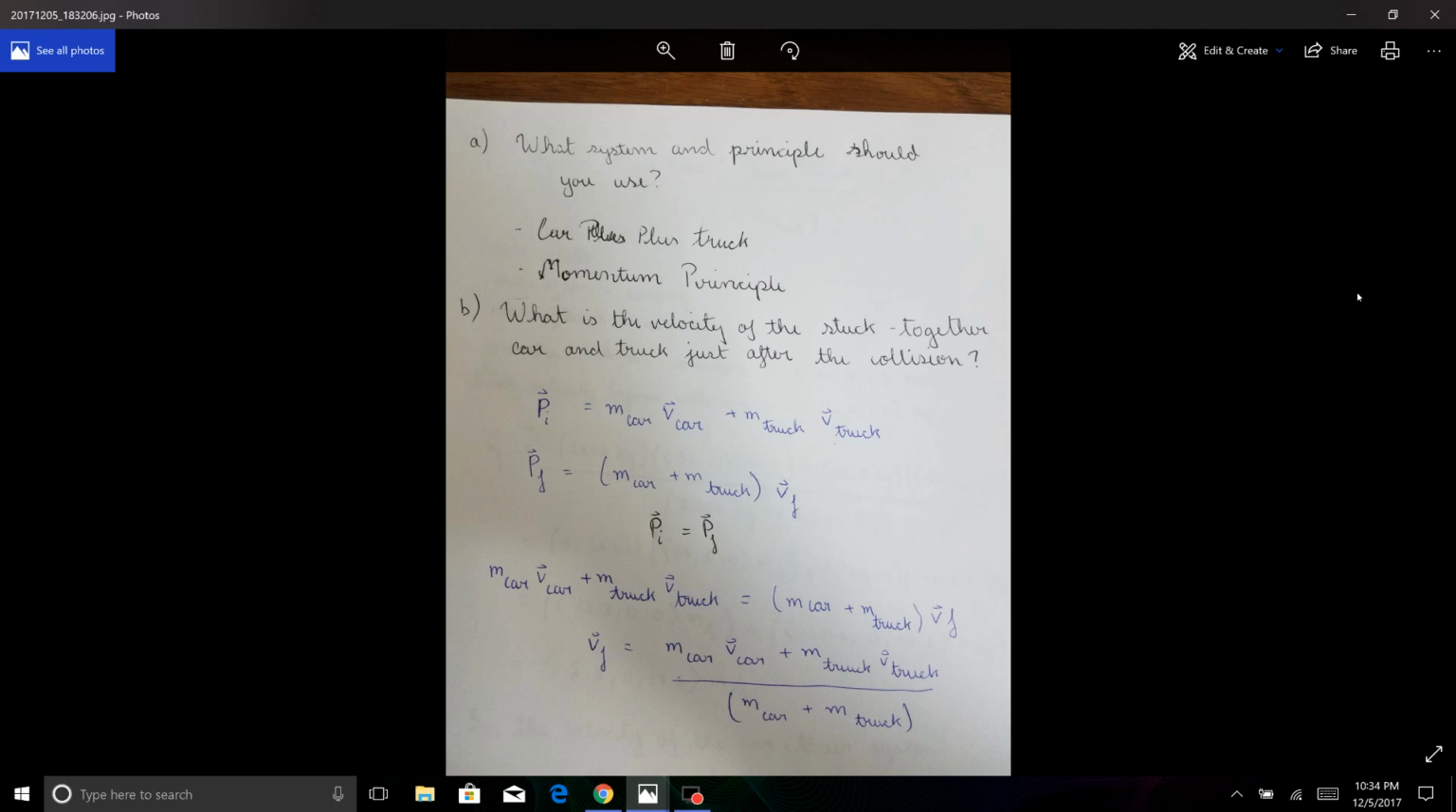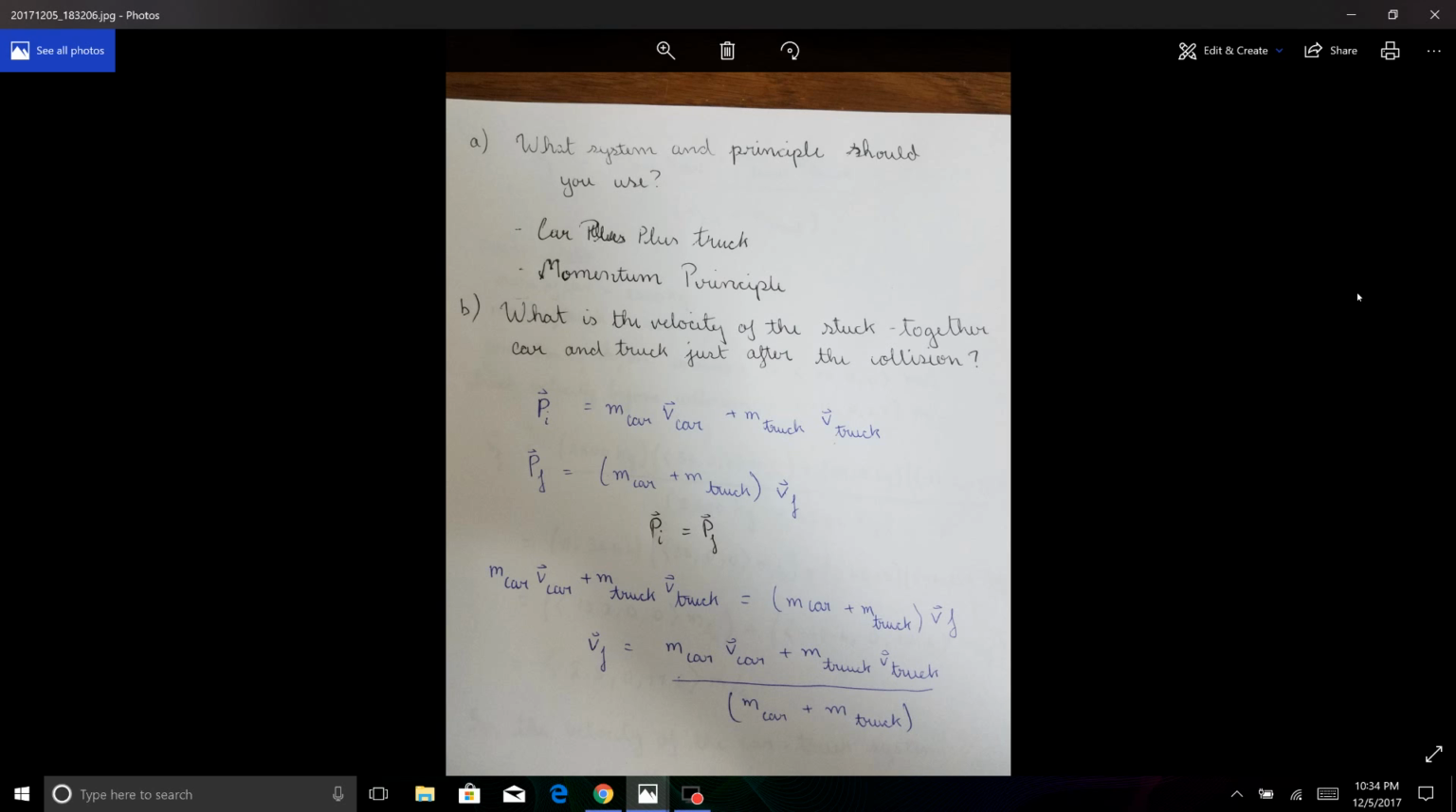First, they're asking us that your first task is to determine the velocity of the stuck together car and truck just after the collision. What system and principle should you use? So the system here is basically the car and the truck. That's the system. And the principle I would start off with will be the momentum principle, after the choices which are given. So yeah, car plus truck and momentum principle.